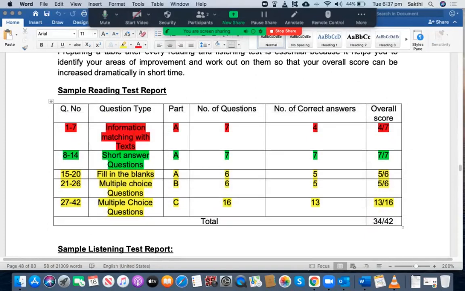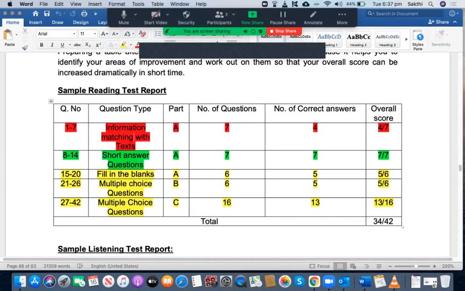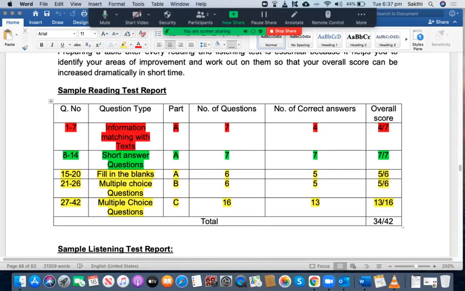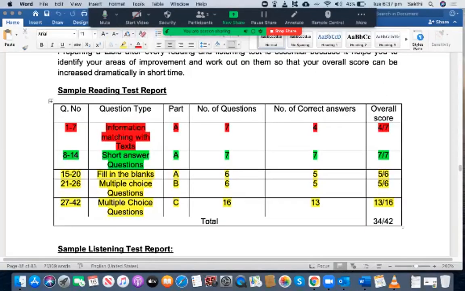Look at this. First, questions 1 to 7, the question type is information matching with the text. So what you have to do is write down what part it is. It is part A. And how many questions are there? There are 7 questions in reading part A, falling under information matching with the text.